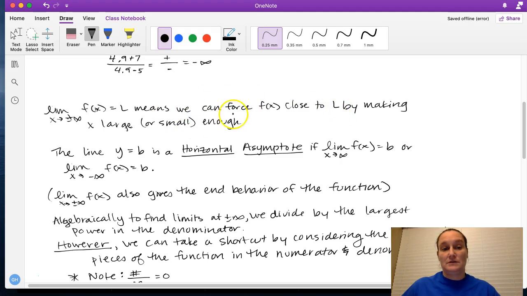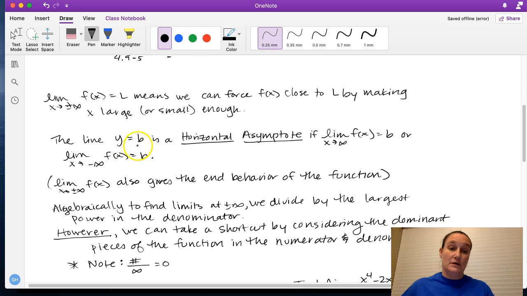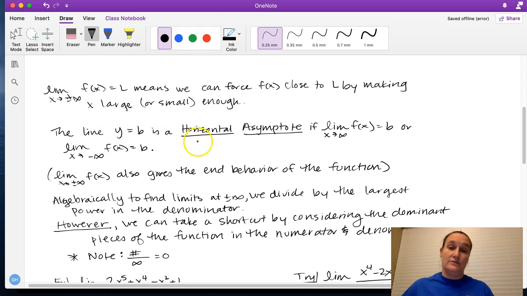This is slightly different than the definition of an actual limit, because the limit as x goes to plus or minus infinity is a little bit different. These limits actually find horizontal asymptotes, another type of asymptote. The line y equals b is a horizontal asymptote if the limit as x goes to infinity equals b, or the limit as x goes to negative infinity equals b.